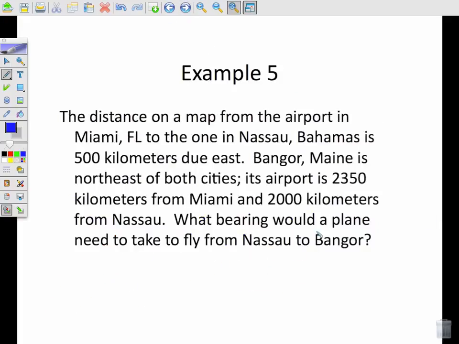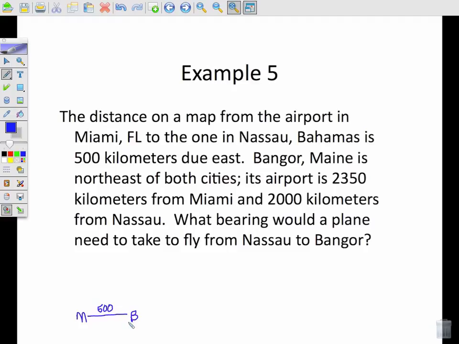All right, let's take a look at example 5. The distance on a map from the airport in Miami, Florida, to the one in Nassau, Bahamas is 500 kilometers due east. So we've got Miami, and we've got the Bahamas. And it says that the Bahamas is 500 kilometers due east.